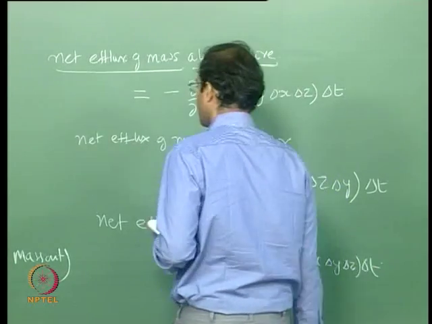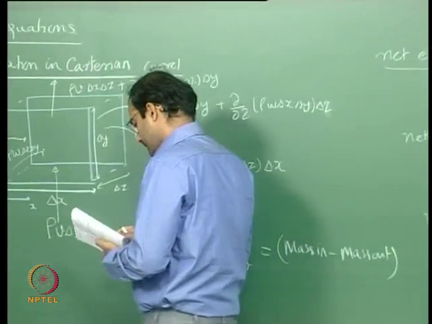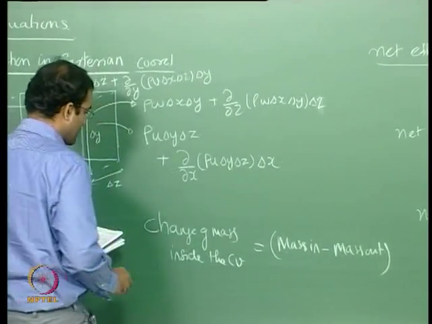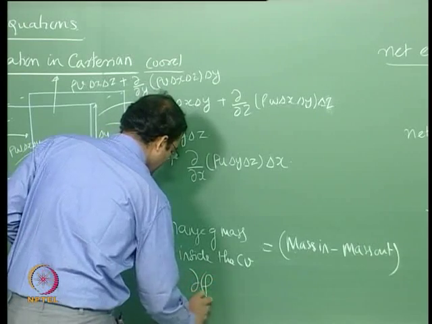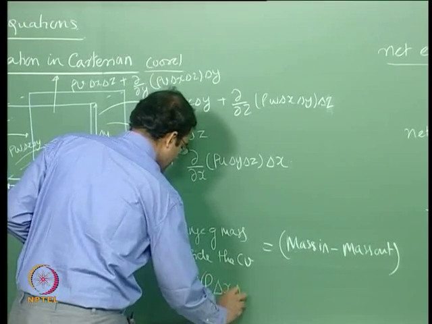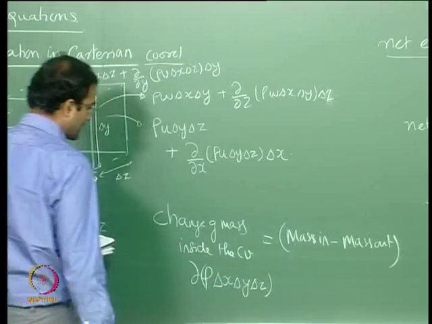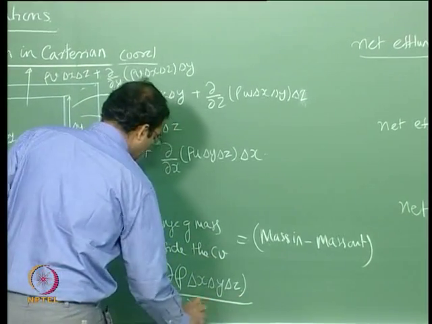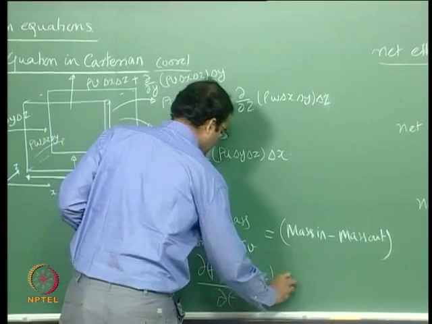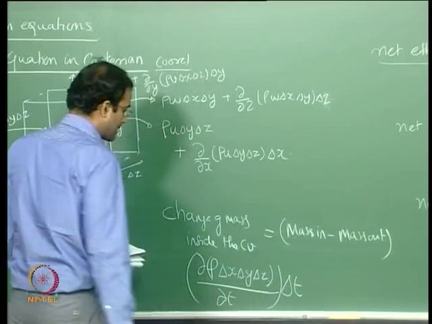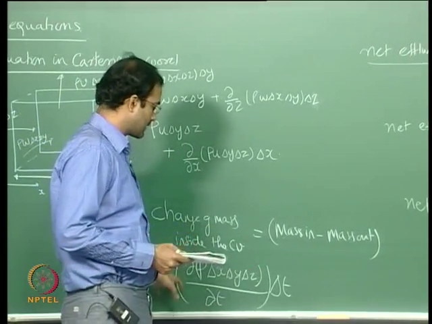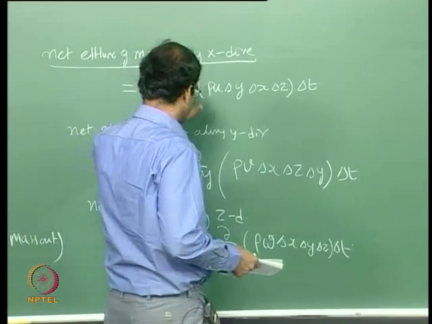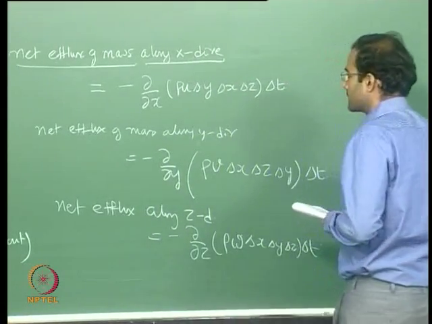So the change of mass inside the control volume will be, if you look at the rate of change of mass, that is your density times your control volume itself, which is delta x delta y delta z. So this is density times the volume, which is the mass. So the rate of change of mass which is happening, and if you want to look at the change of mass, multiply it by the time duration delta t. So this is the change of mass inside the control volume, and that should be equal to the net mass in minus mass out. So therefore, the summation of all the mass effluxes in all the three directions.